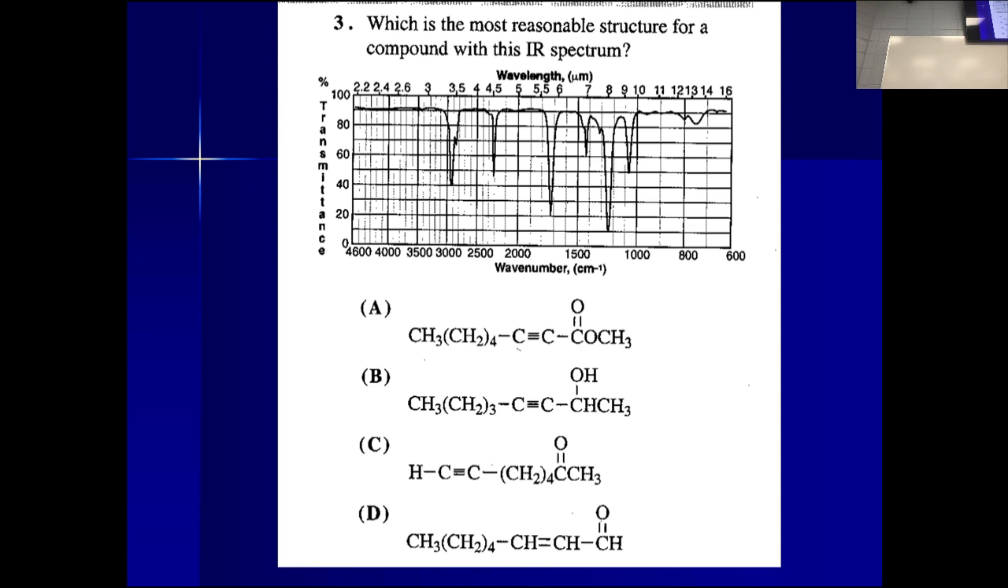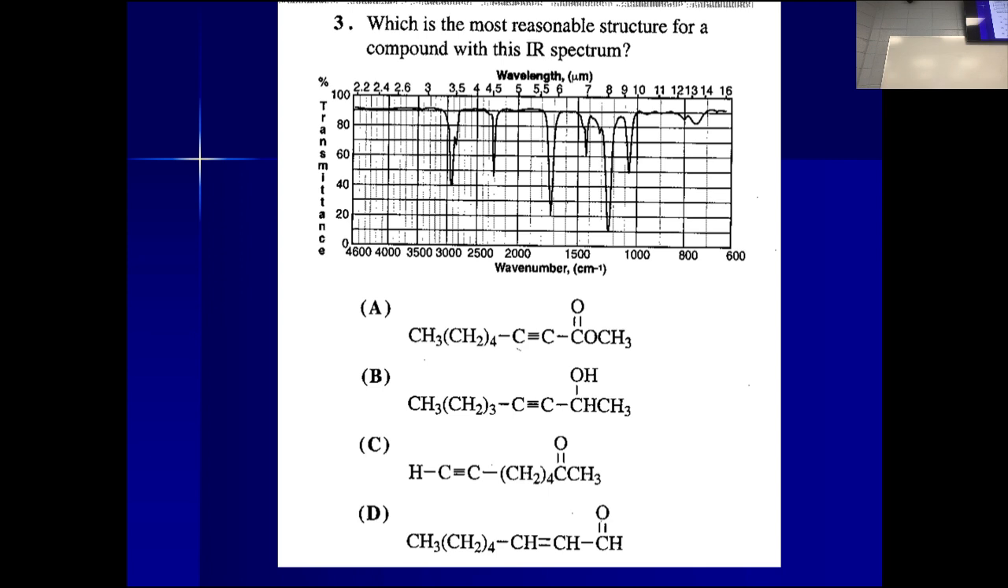Where do we start? Start at 1,500. I move over how many? And draw another line, right? So between 1,500 and 2,000, this is the what region? SP2. Do we see anything there? We do. So can I eliminate anything based on that?